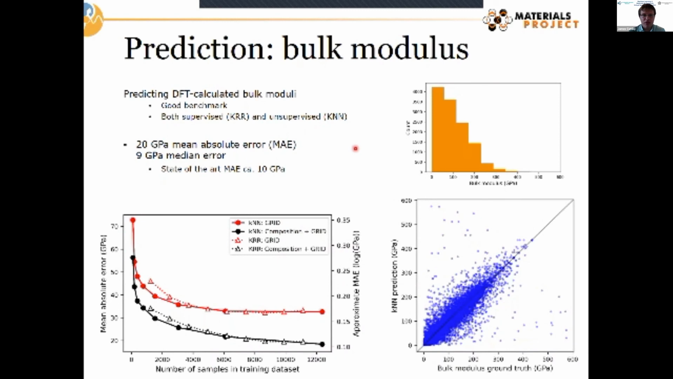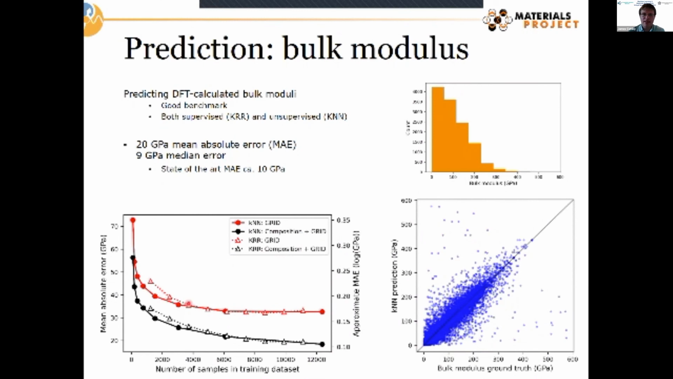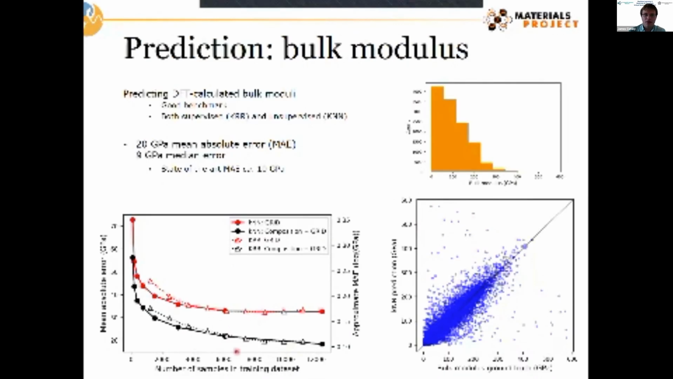Here, bottom left, we've got a training curve of how this changes as you add more data into this KNN and also the KRR approach. We can see that we can get down to about 32 gigapascals mean absolute error with just the structure. If we add in composition information as well, we can get down to about 20 GPa. The mean absolute error of the state of the art, which is based on a graph neural network, is about 10 GPa. But because this data is skewed, if you use the median error, which is arguably a better measure, we reach a 9 GPa median error. So that's as good, if not better, than the state of the art.